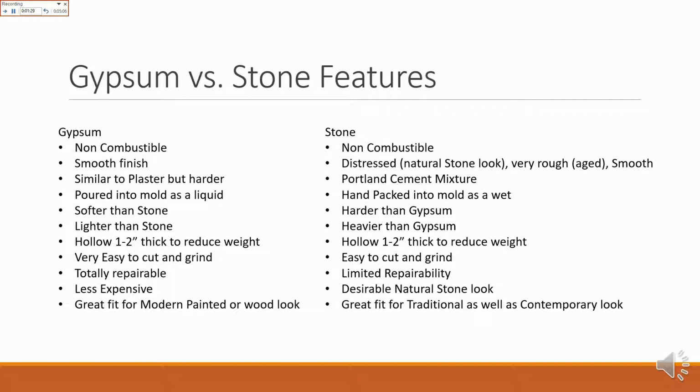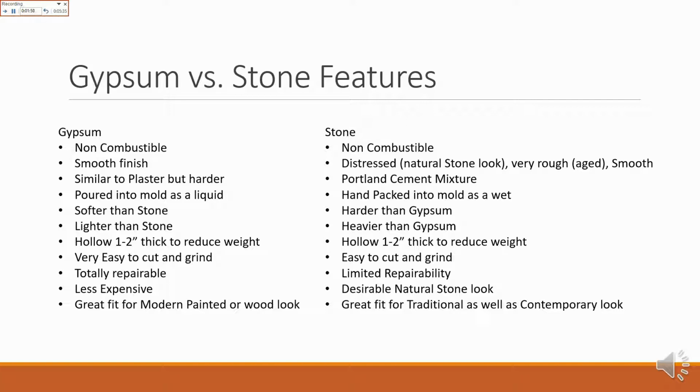So between the two, gypsum is slightly softer, the stone is slightly harder. The gypsum is lighter in weight, the stone is a little heavier. They're both hollow, between 1 and 2 inches thick, and this is designed to reduce the weight. All of HearthCo's products are poured hollow to keep the weight to a minimum, yet they're totally solid. They have the feel of solid cement or solid stone.